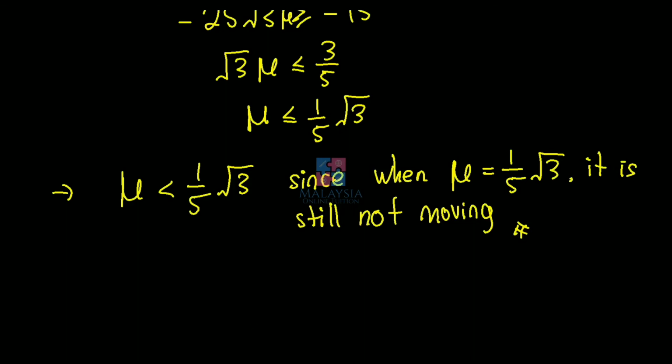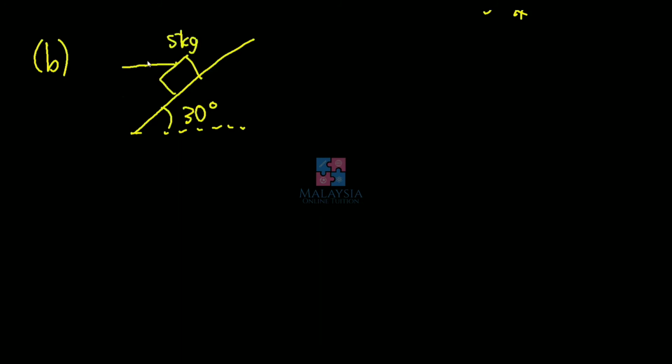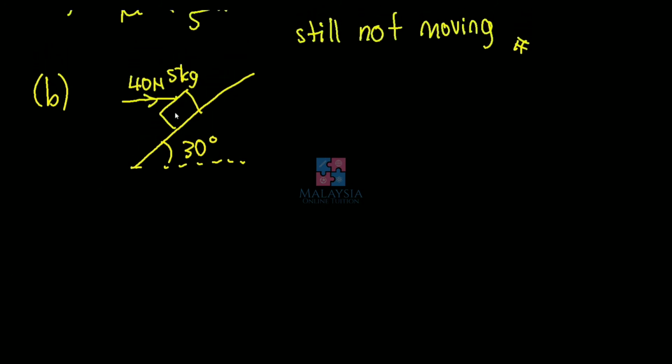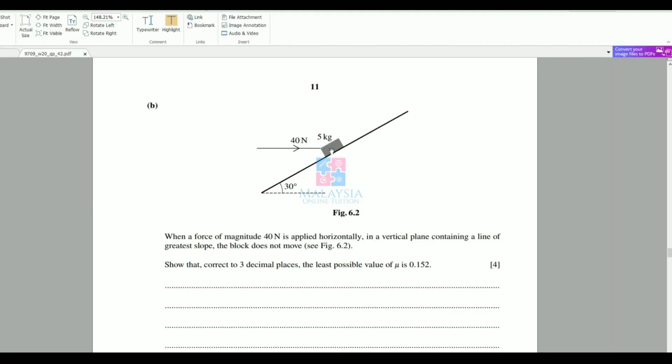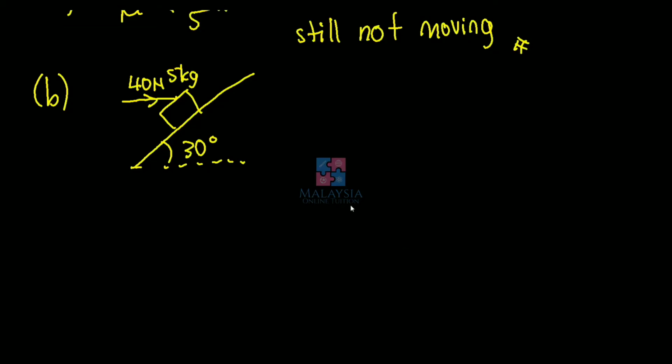Now for part B, we will have still the same diagram, but with a little bit of adjustment. So we will have still the 30 degrees here, and then the 5 kilogram block, okay? But now we will have a 40 Newton force acting horizontally on the block, and nothing else. So now what we need to do is give the forces that are not indicated in the diagram. So this will be 50 sine 30 degrees, which is parallel to the plane.